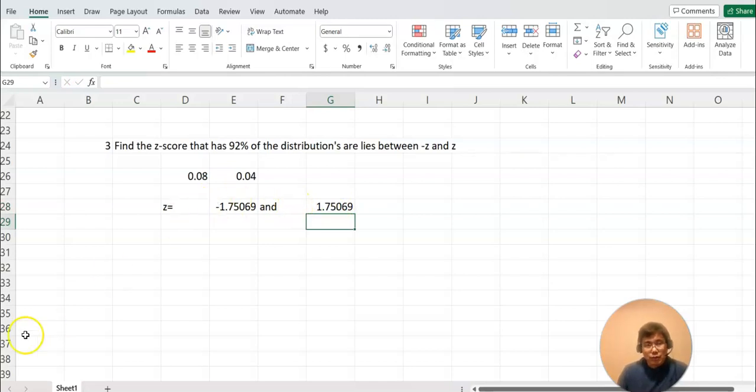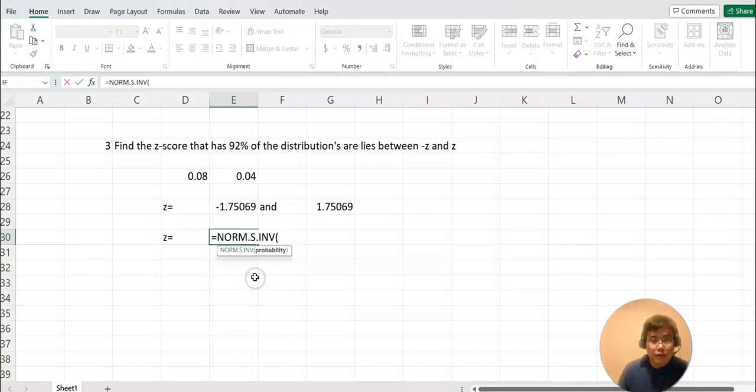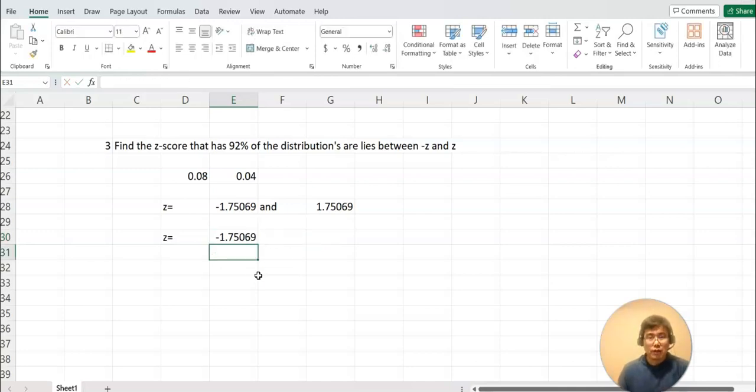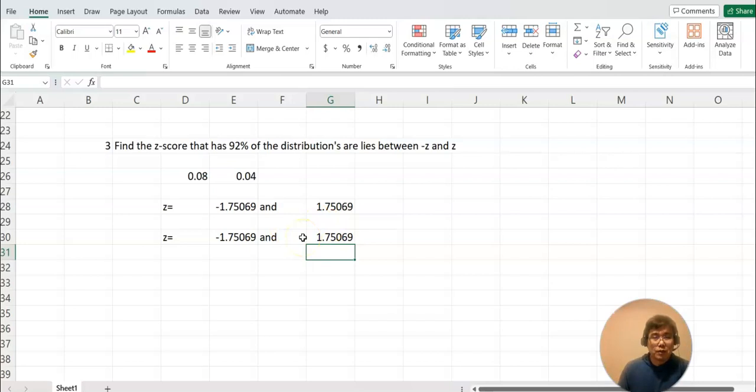Or you can do it this way too, just input all the calculation into the formula here. Equal norm, then we select inverse here, and what do we do? Because that lies in the center, we do 1 minus 0.9200, and after that we divide by 2, so we find its tail side area. Then you also get the negative z-score right away, so you can take the opposite as well, which is 1.75069.